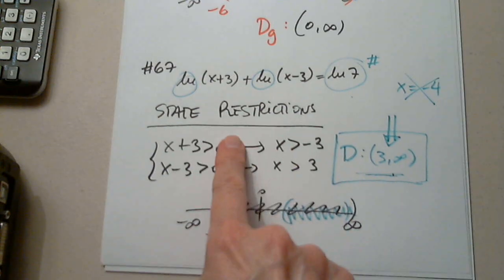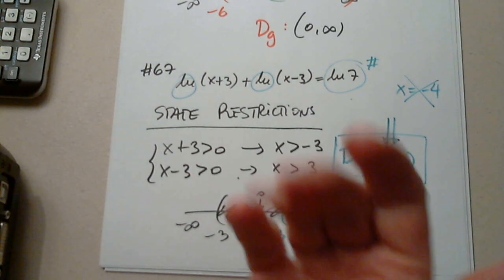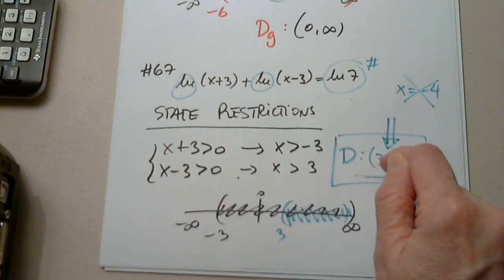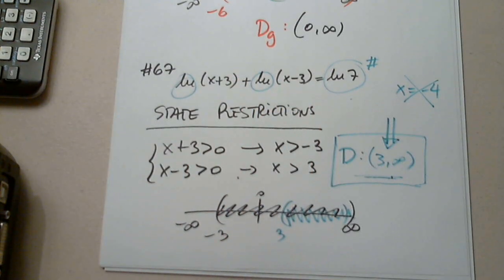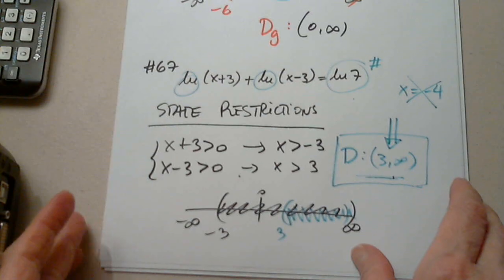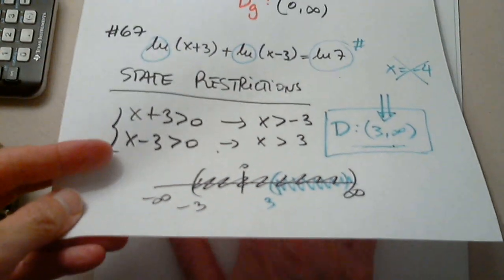So I chose the restrictions or the domain. I know that the solution, if it exists, has to be here. If it's not here, I'll say, sorry, the equation has no solutions. Good.